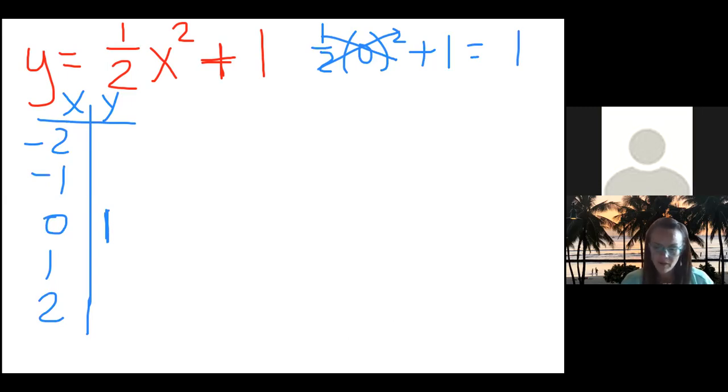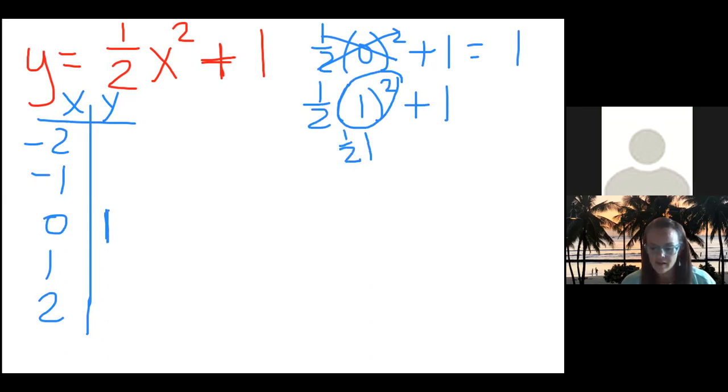Okay, next, let's do the positive one. So 1/2 times 1 squared plus 1. Okay, so here, again, if I do this first, the 1 squared, 1 times 1 is 1. But then I take half of 1, I'm going to get 1/2, and then plus 1 will give me 1.5.